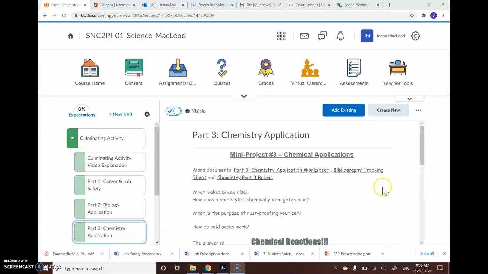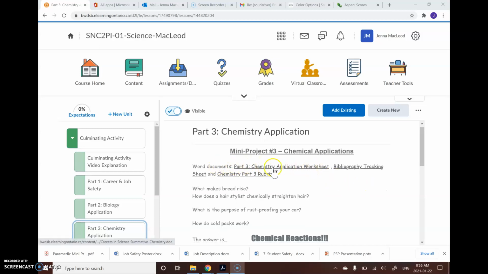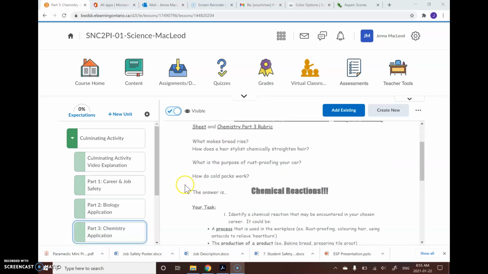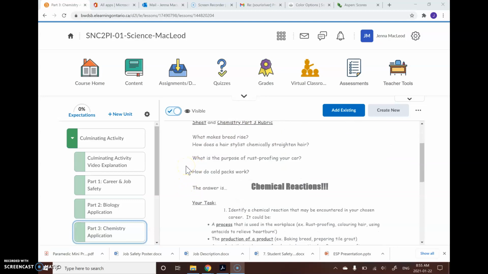Good morning, everyone. Today I'm going to talk about mini project 3, which is the chemical application. I have the Word documents here, so this is where you get the worksheet, the tracking sheet, and the rubric. For this part, I have a few questions here.